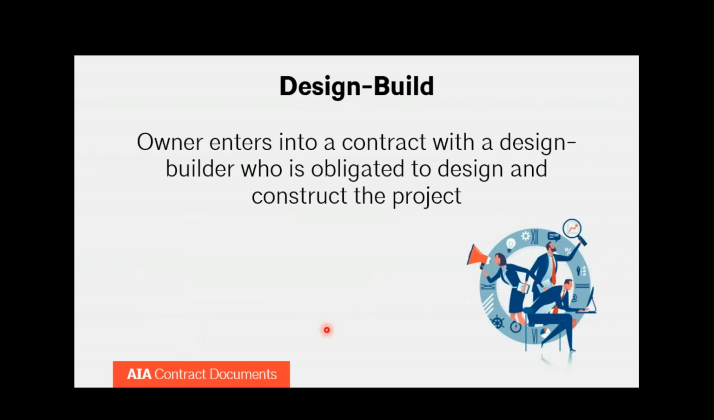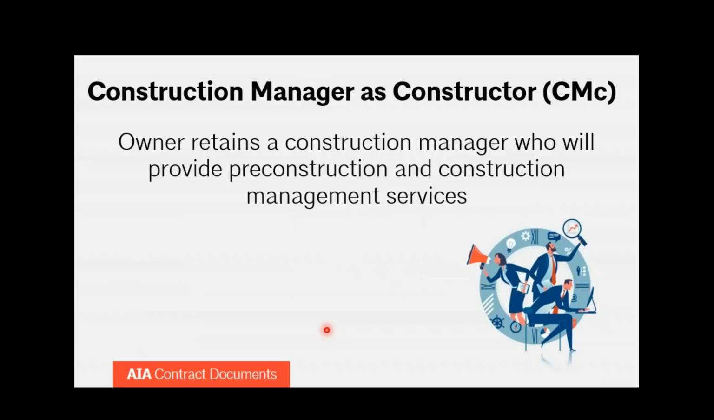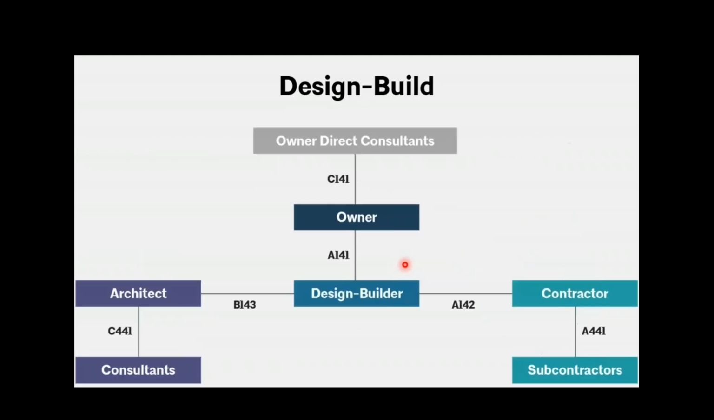Next is design build. This is where the owner is entering into a contract, just one, with the design builder who is going to do the design and the build. You can see that in the other families, you have multiple agreements: owner-architect, owner-contractor. In design build, the owner basically just has one agreement with the design builder. Yes, they can hire a consultant, and we have that agreement here, but the owner really just has one main agreement with the design builder.